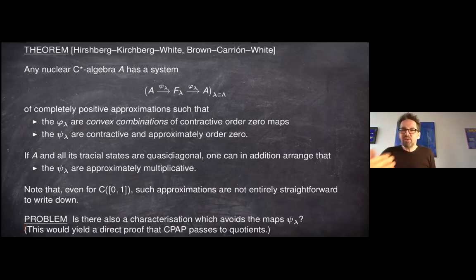We know that nuclearity passes to quotients, but the proof goes via von Neumann algebras, goes via injectivity. There's no direct proof, at least not that I know, from the completely positive approximation property to the fact that nuclearity passes to quotients. And yeah, I think this is a very intriguing problem.